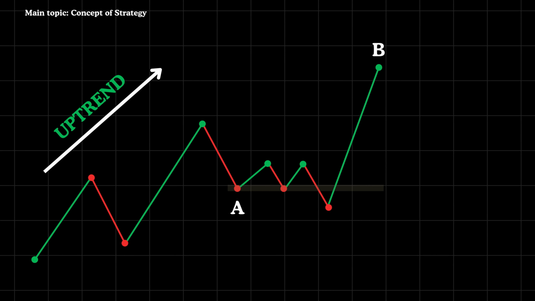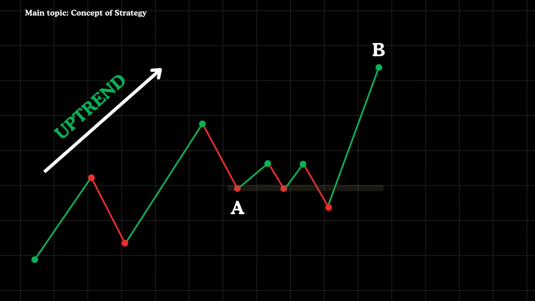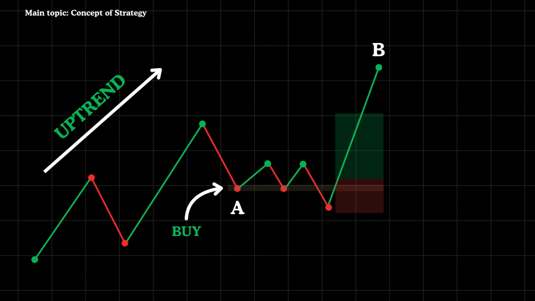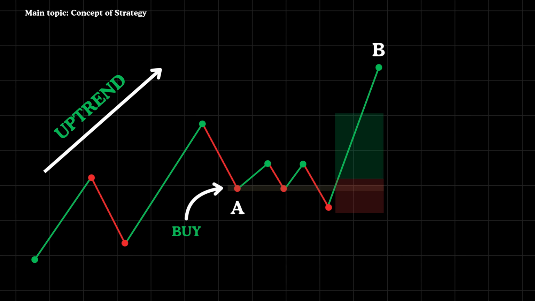So, here's how we trade this scenario. When the price returns to the previous range zone, it gives us a chance to buy. We take a long entry, and place our stop loss just beneath the structure, while targeting the next key level. Let's now break it down into two steps.